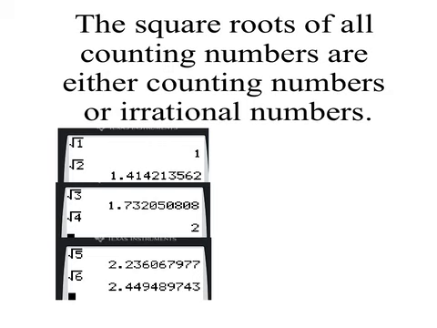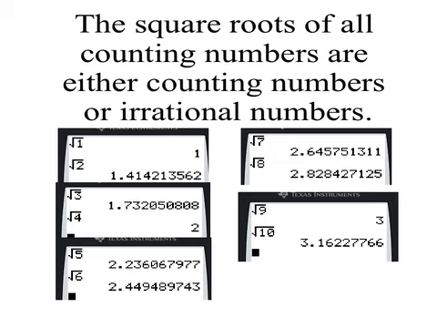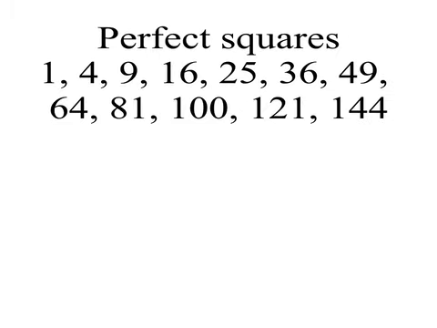And then when we get to the square root of 9, the answer is 3, so we say that 9 is a perfect square, as are 4 and 1. And then finally, the square root of 10, an irrational number just over 3. And here's a list of the perfect squares of the first 12 counting numbers, where 1 represents 1 squared, 4 represents 2 squared, 9 represents 3 squared, and so on.